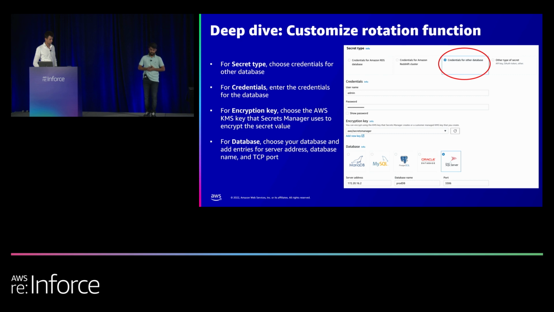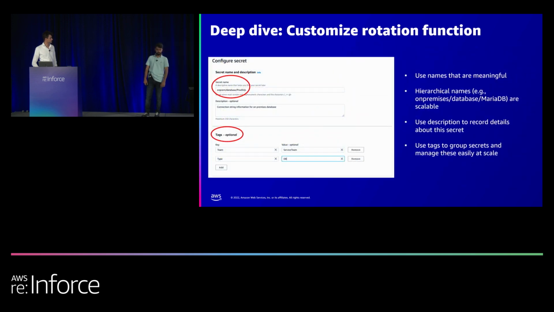In our example right now, we're just using the default KMS key. And then below that, you select one of the supported database types. So in our example, we were using MS SQL, and so that's what we have. And then at the bottom, you have the server address, the database name, and the port, which is what the rotation Lambda is going to later use in order to connect into your database.